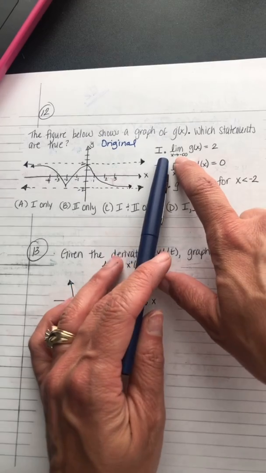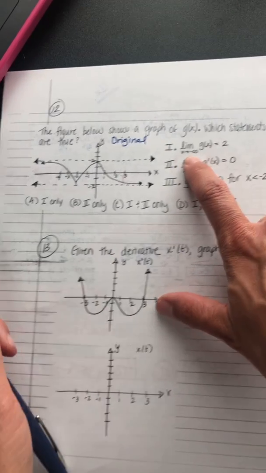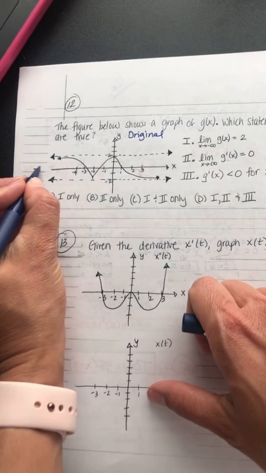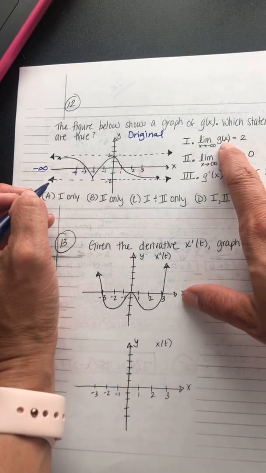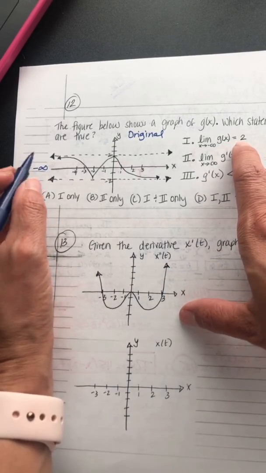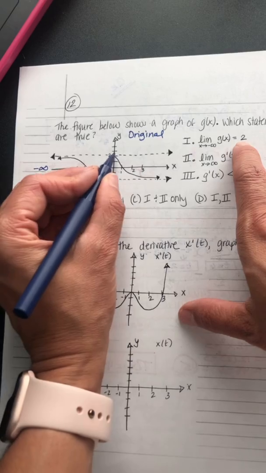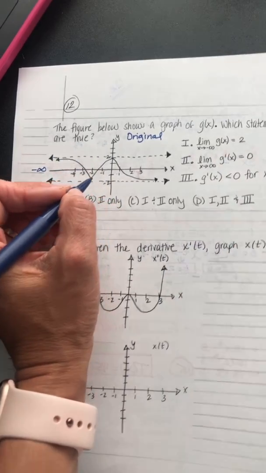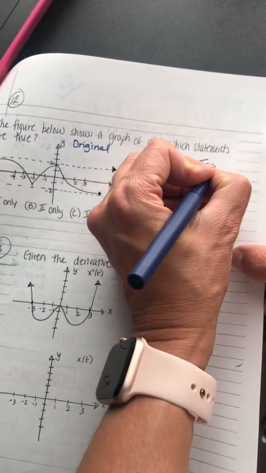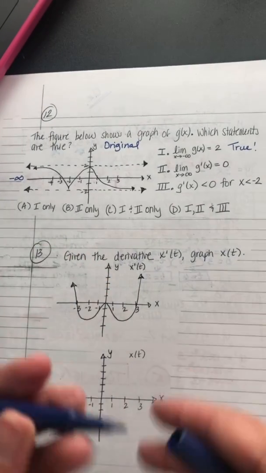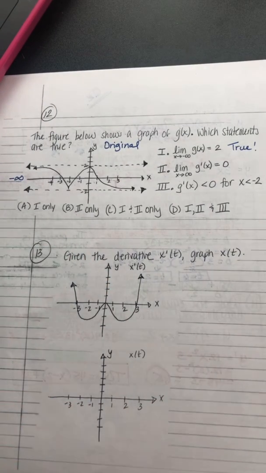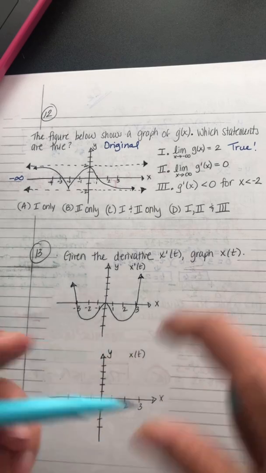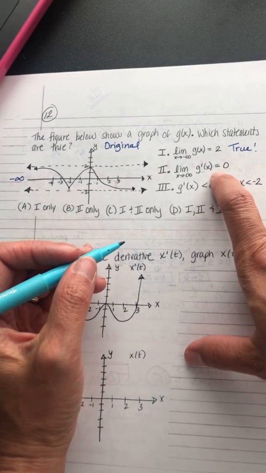All right, so the limit as x approaches negative infinity, that would be this way, of g of x, so the original graph, equals 2. Yeah, we're approaching that horizontal asymptote, so that is true. True. All right, the limit as x approaches positive infinity of g prime of x equals 0.